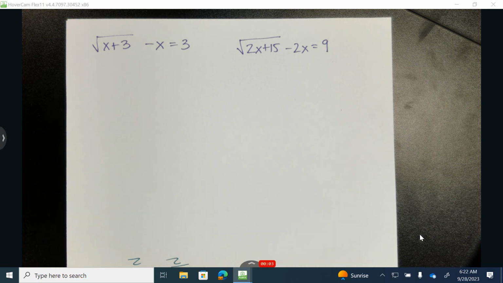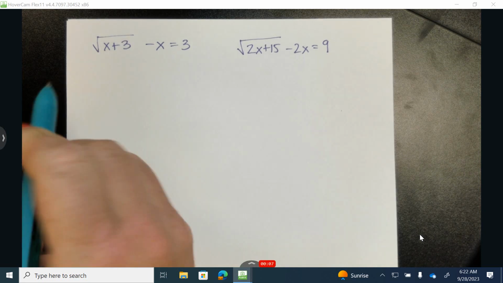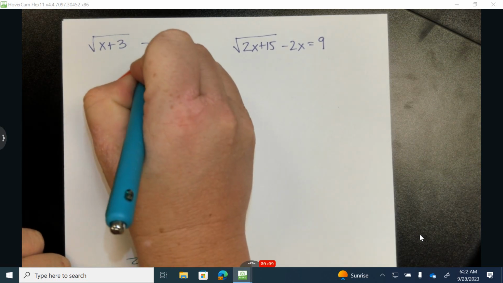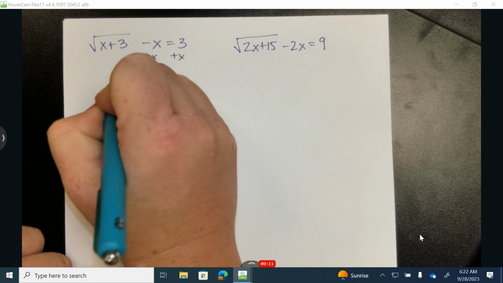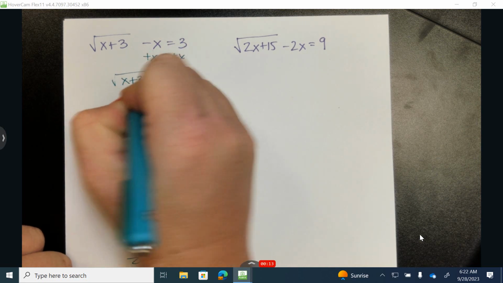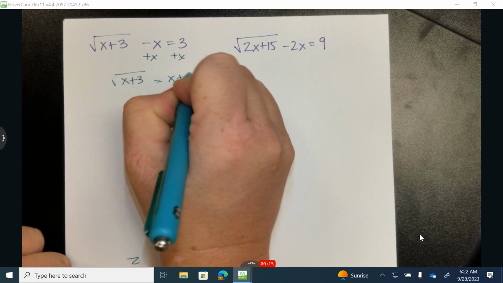Let's look at problems 3 and 4 from various equations too. Just like number 1 and number 2, I want to isolate the square root. So I'm going to add the x to the opposite side, and I have the square root of x plus 3 equals x plus 3.